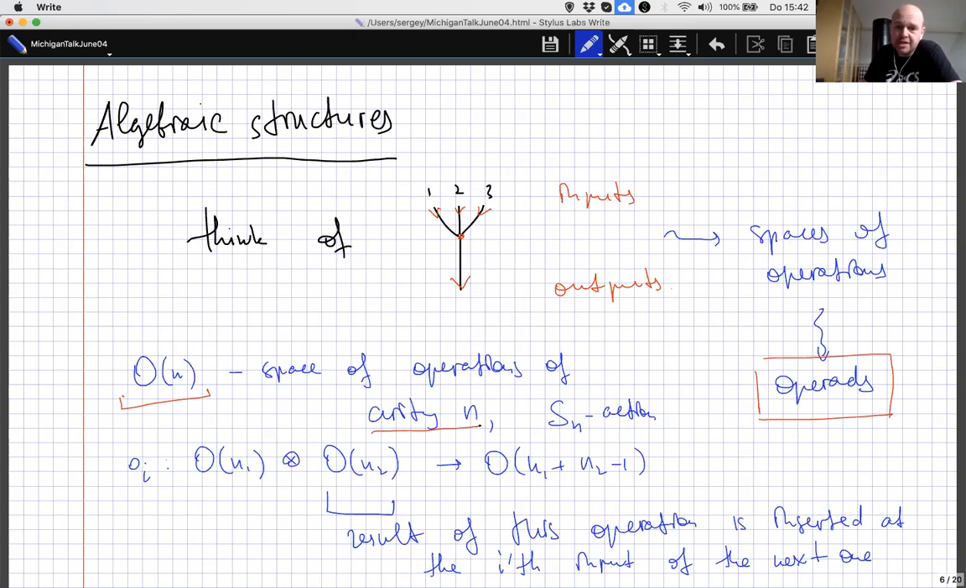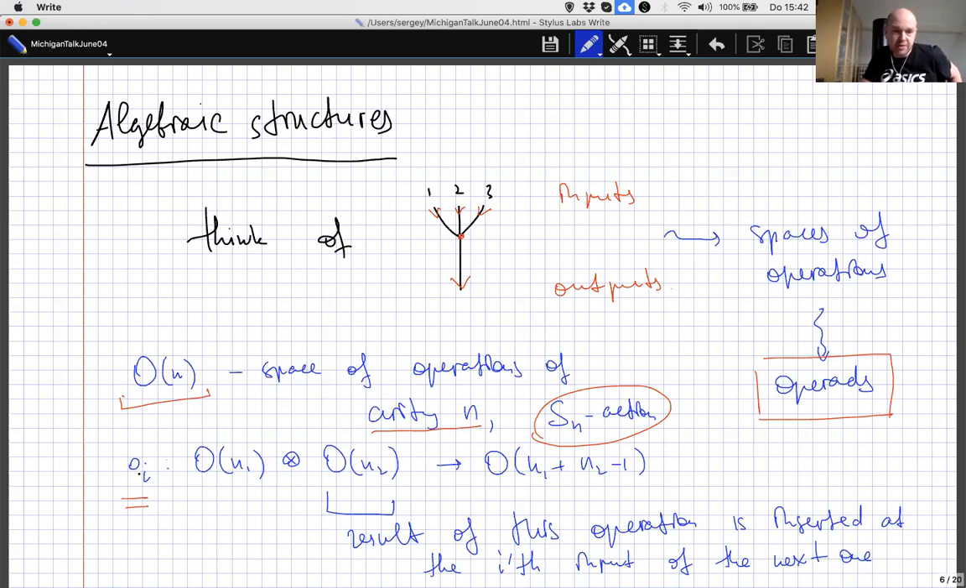And of course, I have there a natural action, typically, because I can reshuffle the inputs before applying the operation, right? And another piece of the structure is, of course, when I have several operations, I can just first apply one operation, get the result, and then plug it into the other operation as one of the inputs. And so these are so-called partial operadic compositions.